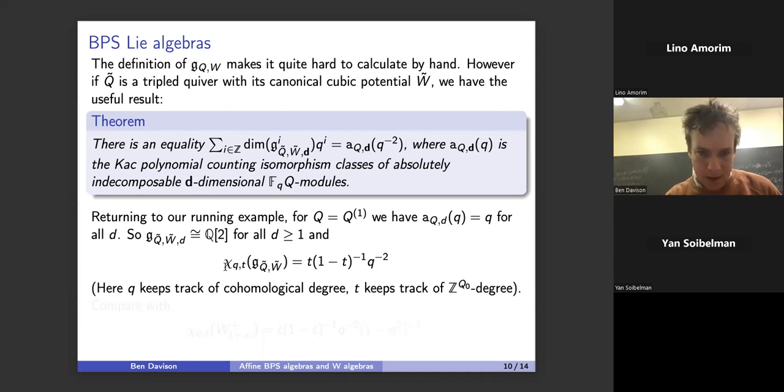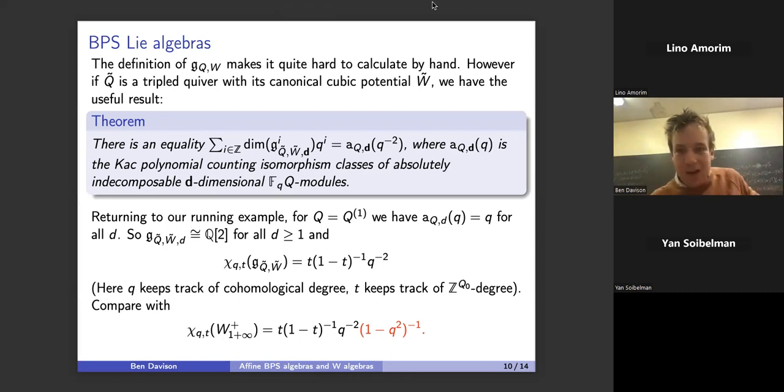Yes. But okay, so I'm getting towards the end of my allotted time, so I better sew this up. I build a bridge from this CoHA and from this DT theory to the algebra I started with, this W plus 1 plus infinity. Okay, so it's clear that I still have a little bit of work to do, because the characteristic functions of these two things don't agree.